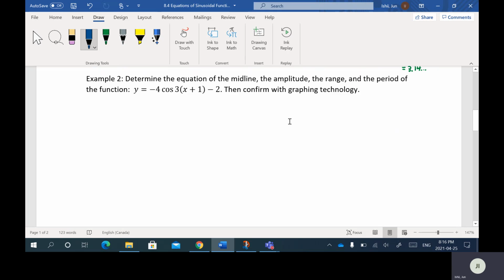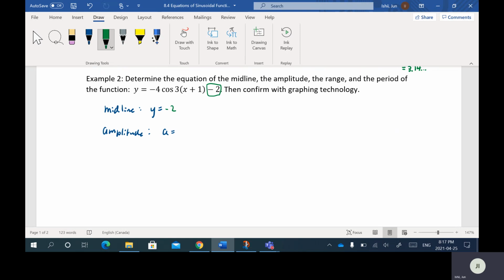All right, so first one here, midline. Let's do that. So this is going to be y equals, and remember it's this last number here. So in this case, it's going to be y equals -2. All right, so that's the equation of the midline. Next up, what do we want here? The amplitude. So A is going to equal.